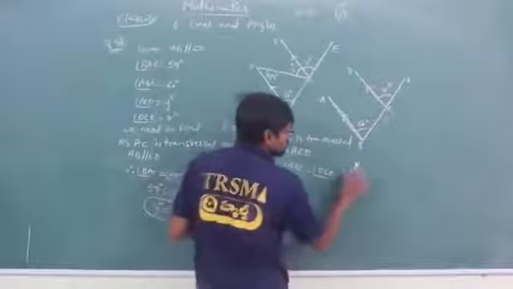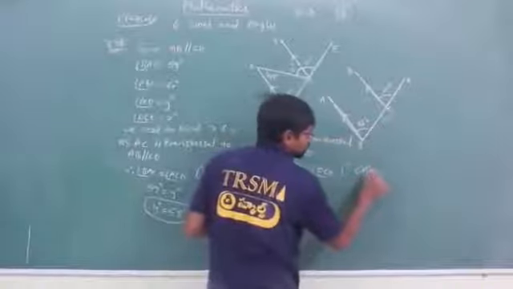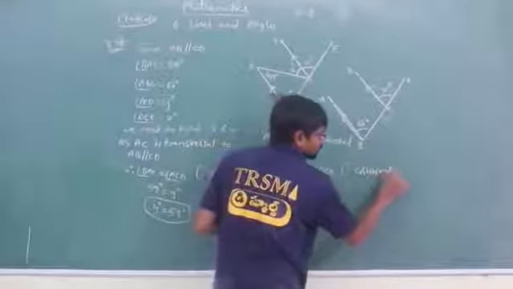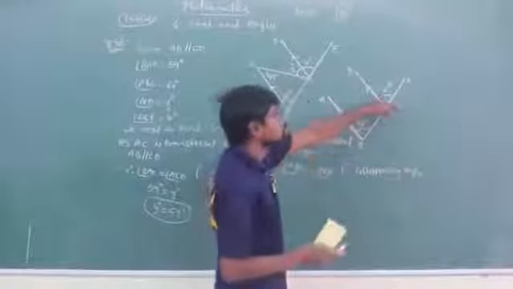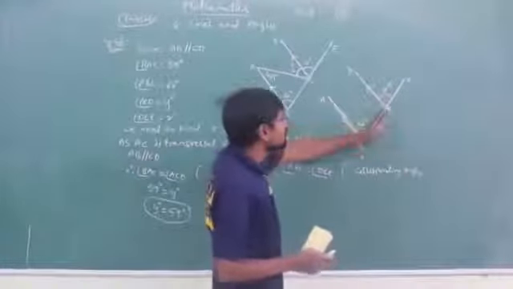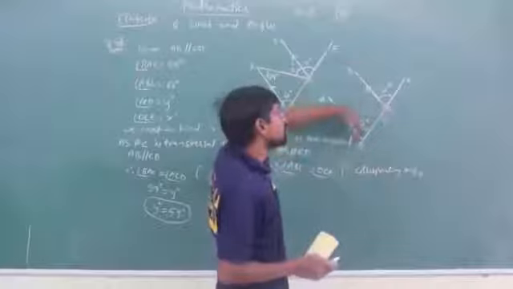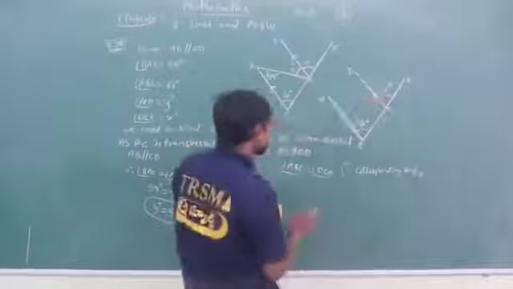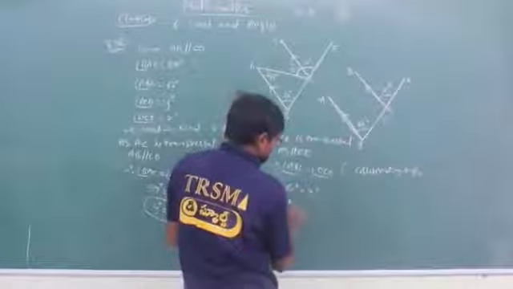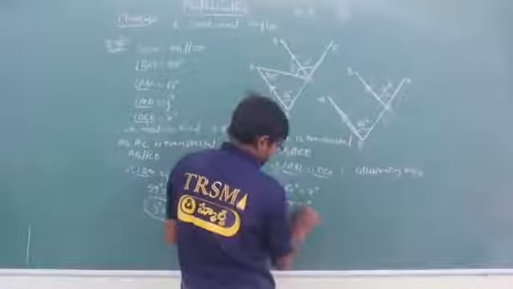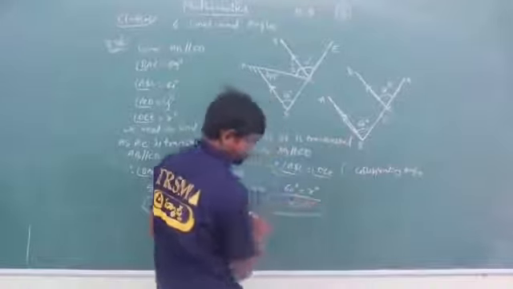Why? Six and the corresponding angles, adjacent to corresponding angles, isn't it? They are lying on the same side, the upper part of the parallel lines. Therefore, 60 degrees is equal to x degrees. Therefore, x is equal to 60 degrees.